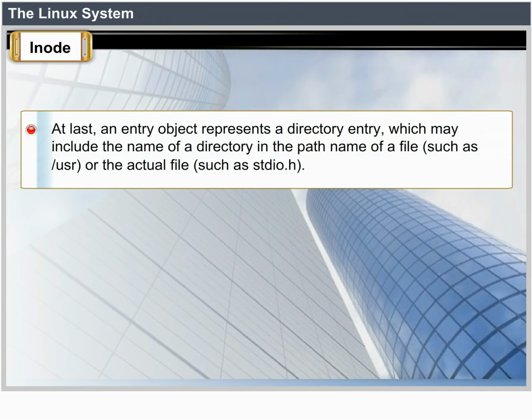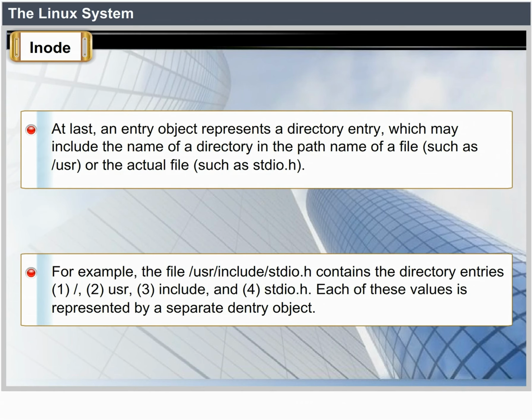Finally, a directory object represents a directory entry, which may include the name of a directory in the path name of a file, such as /usr, or the actual file, such as stdio.h. For example, the file /usr/include/stdio.h contains the directory entries /, usr, include, and stdio.h. Each of these values is represented by a separate directory object.